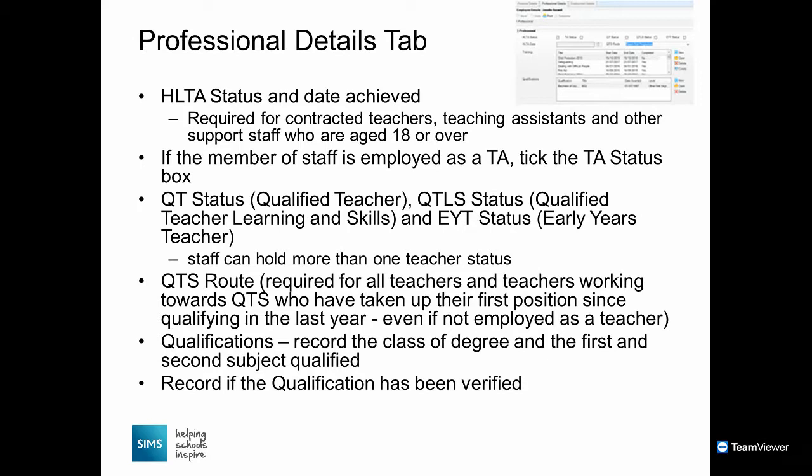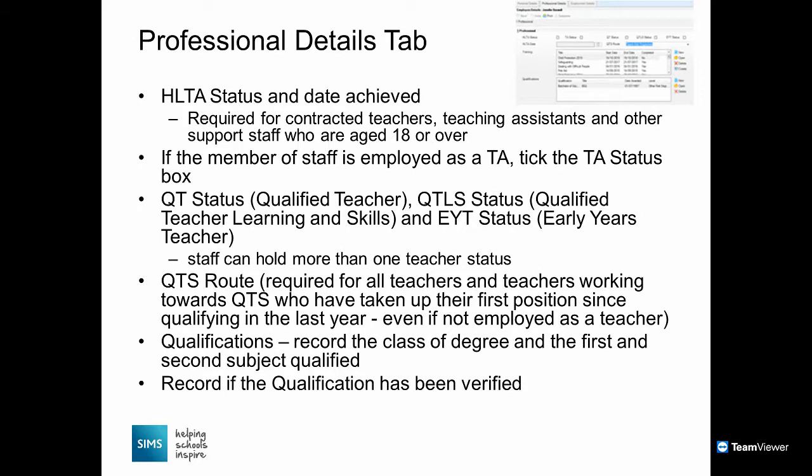Now we come on to our qualified teacher status triumvirate. We record the qualified teacher status, the teacher learning and skills, and the early years teacher status by simply ticking the boxes. Bear in mind that staff can hold more than one of those three teacher statuses. For any teacher who's taken up their first position since qualifying in the last 12 months, even if they're not employed as a teacher, you need to record the qualified teacher status route. If you've got information in there from last year's submission, then that will be collected again, but it's certainly required for anybody taking their first position since qualifying during the last 12 months.